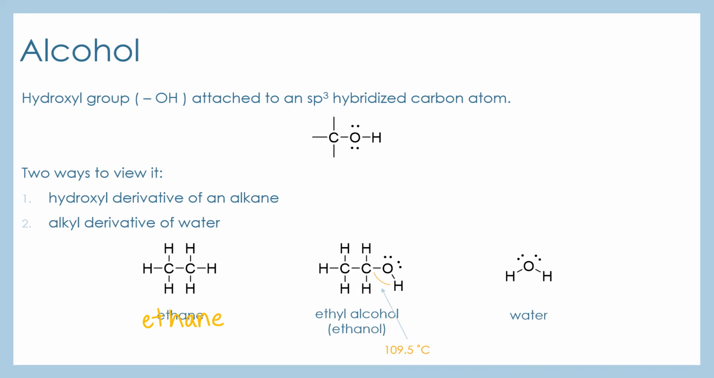Another thing to look at is the bond angle between the carbon, oxygen, and hydrogen on ethyl alcohol. The bond angle there is 109.5 degrees, which is pretty close to the angle on water, which is 104.5 degrees. The oxygen in water is sp3 hybridized. The molecular geometry of water is usually called bent, but the electron pair geometry is tetrahedral.